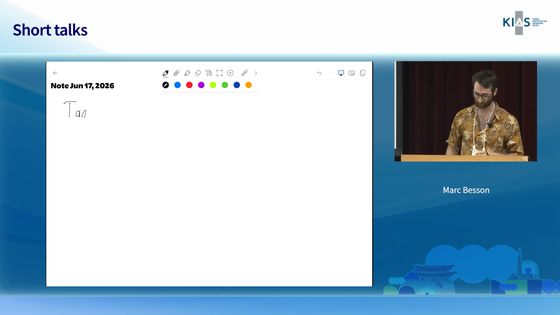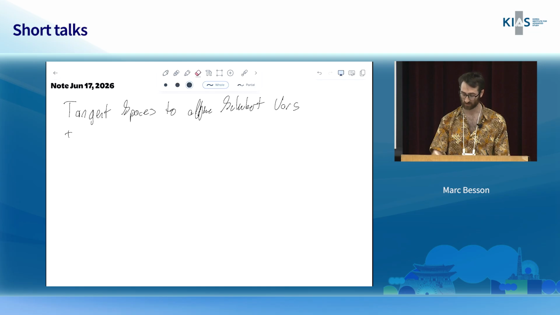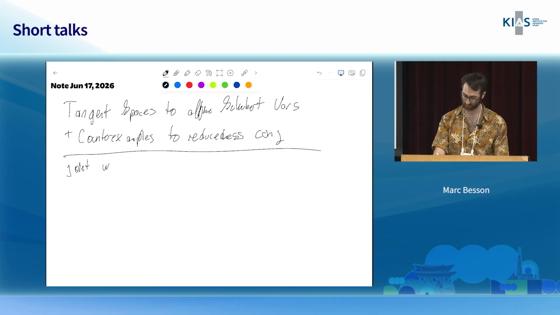Okay, right, so I'll just rewrite the title briefly. Tangent spaces to affine Schubert varieties and counterexamples to the reducedness conjecture. And this is joint work with my collaborators Jiuzhu Hong and Huan Yu.